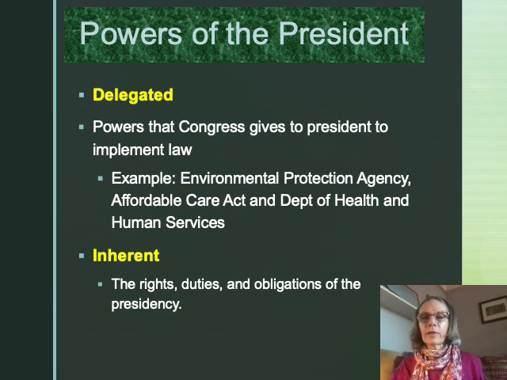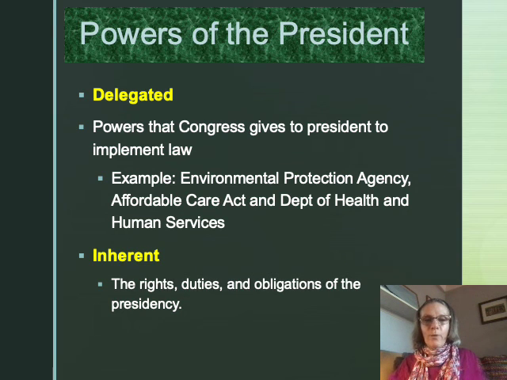And even though these powers are not specified in the Constitution, they stem forth from aspects within Article 2 that give us a sense of what the rights, duties, and obligations of the presidency are. Also, in the presidential oath of office, it says, I do solemnly swear that I will faithfully execute the office of President of the United States and will, to the best of my ability, preserve, protect, and defend the Constitution of the United States. And so it basically is telling presidents that they can use their own discretion, their own sense of what their inherent powers are, to preserve, protect, and defend the Constitution of the United States.